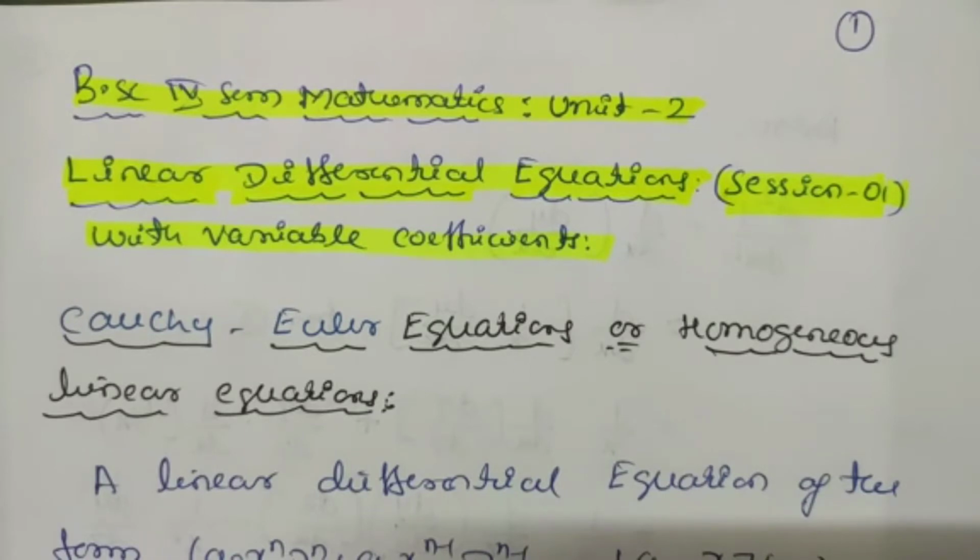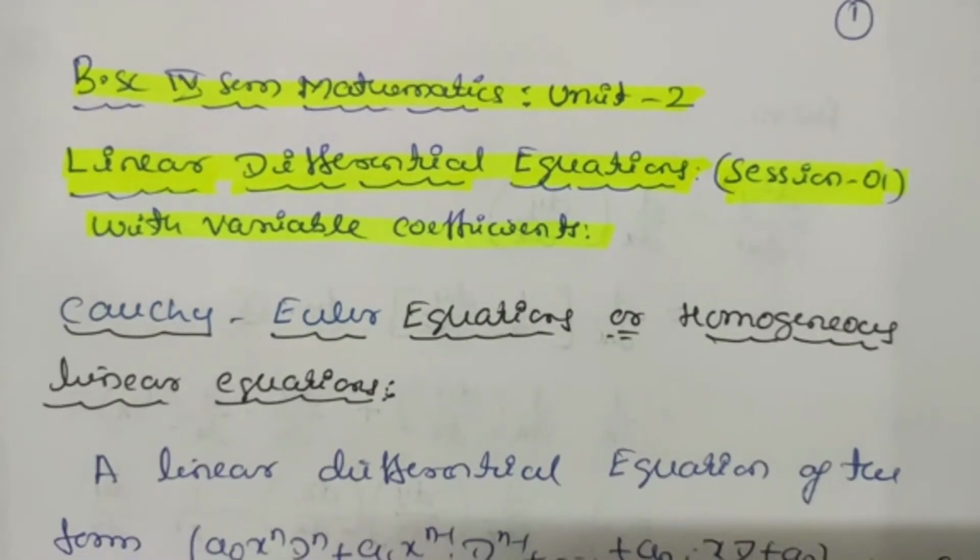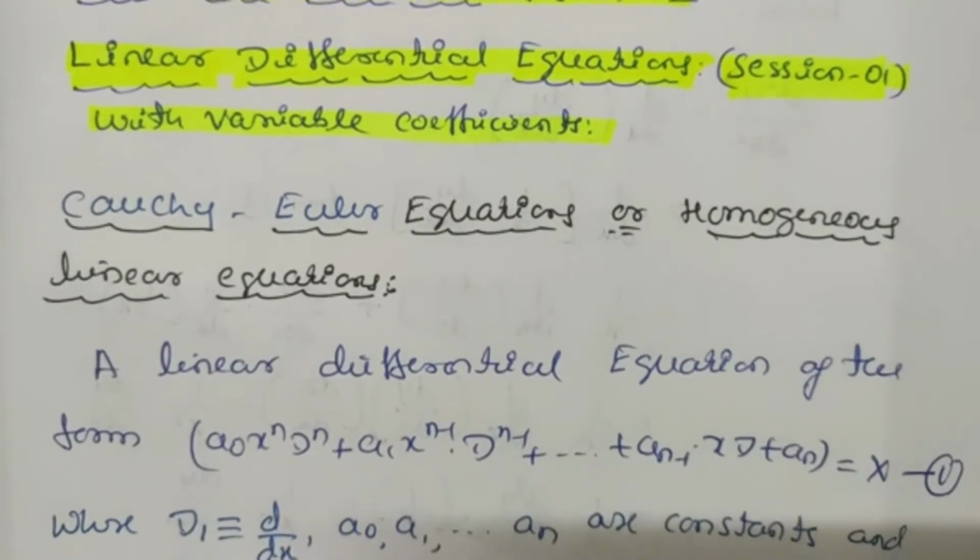Today I am going to start Unit 2 of BSc 4th semester, that is linear differential equations with variable coefficients. So this is session 1. In this session we are going to study first the Euler's equation, that is Cauchy's Euler equation or homogeneous linear equation.